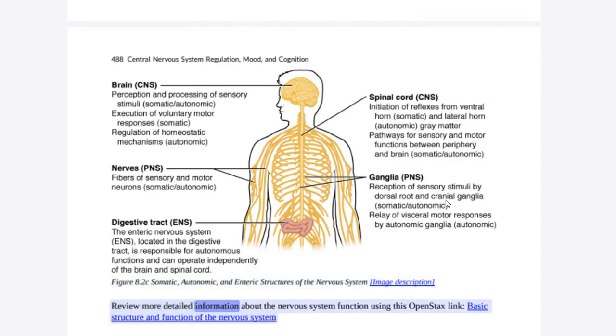Review more detailed information about the nervous system function using this OpenStax link, Basic Structure and Function of the Nervous System. Communication in the nervous system. Your brain communicates with electrical impulses that signal a release of a neurotransmitter, which then binds to the targeted cell.